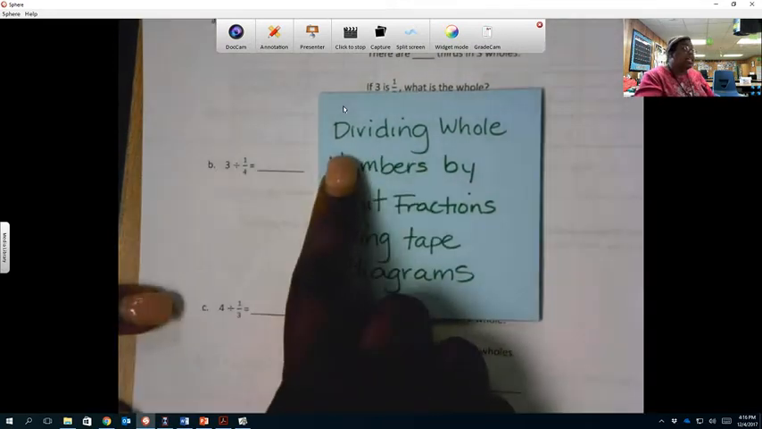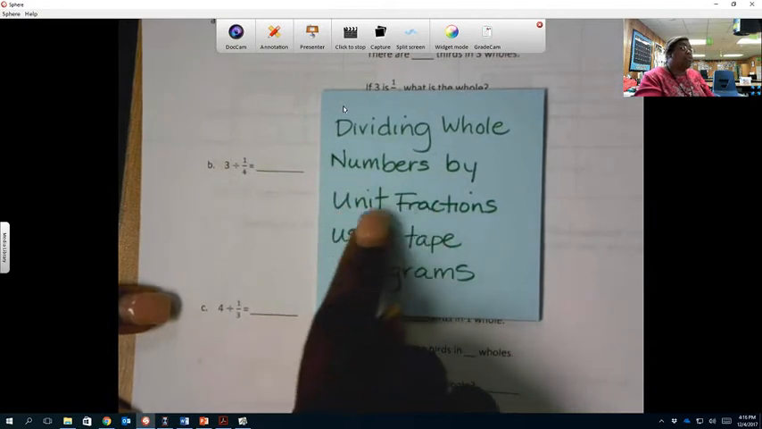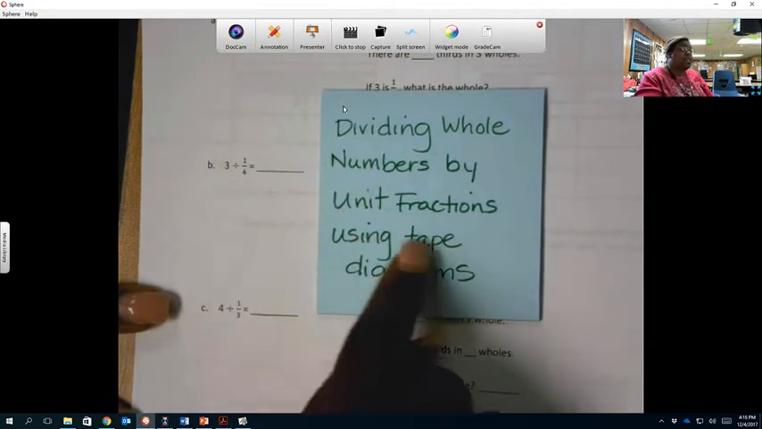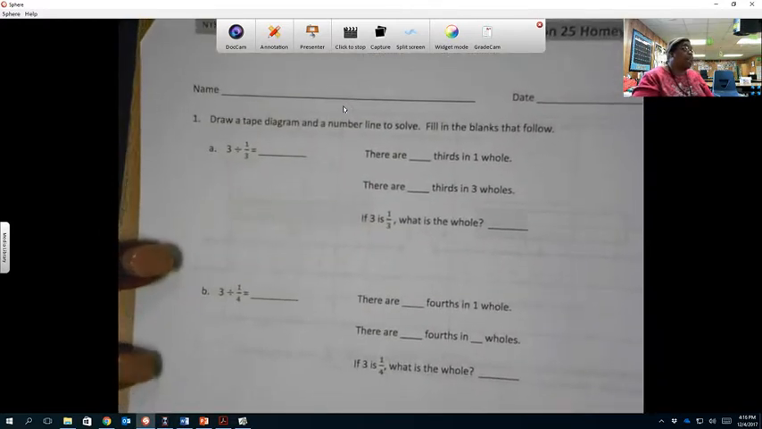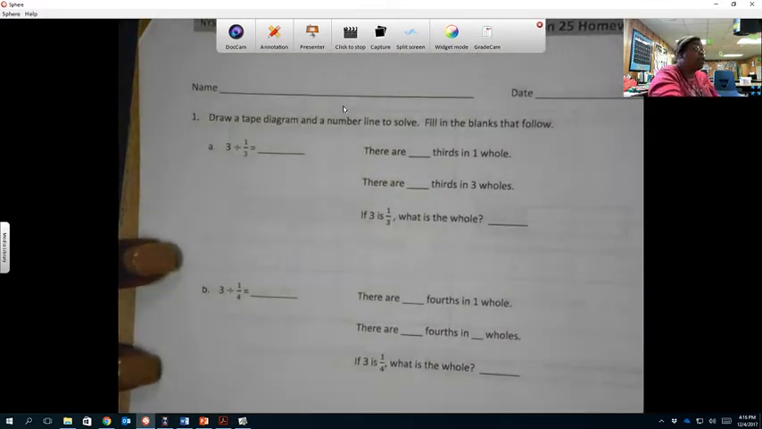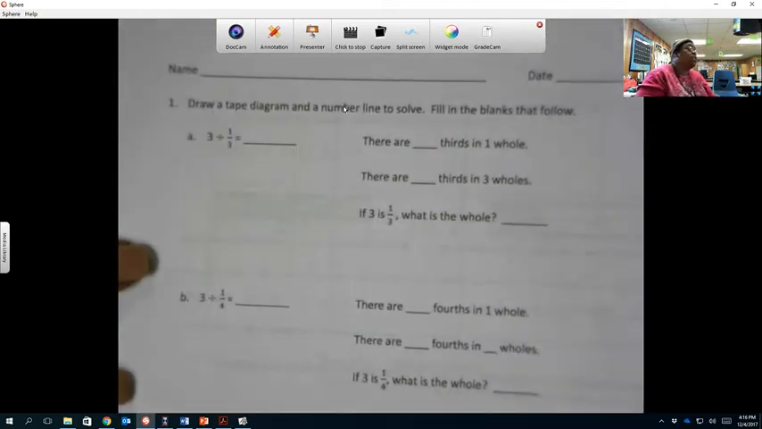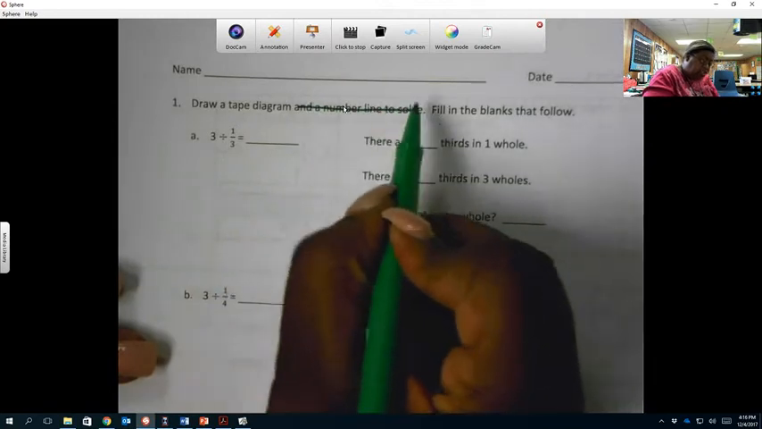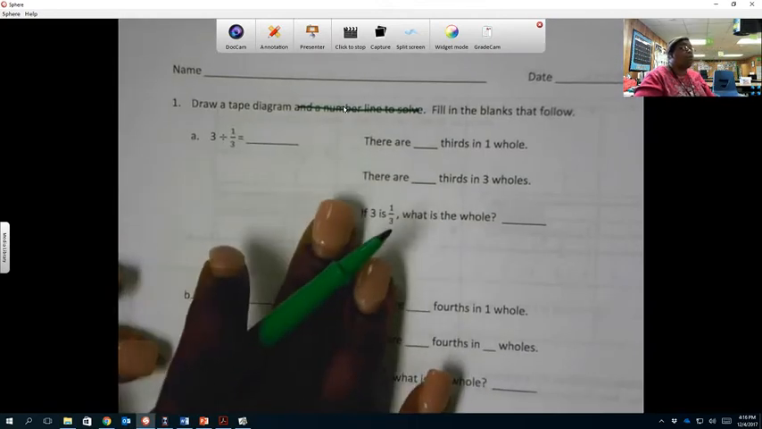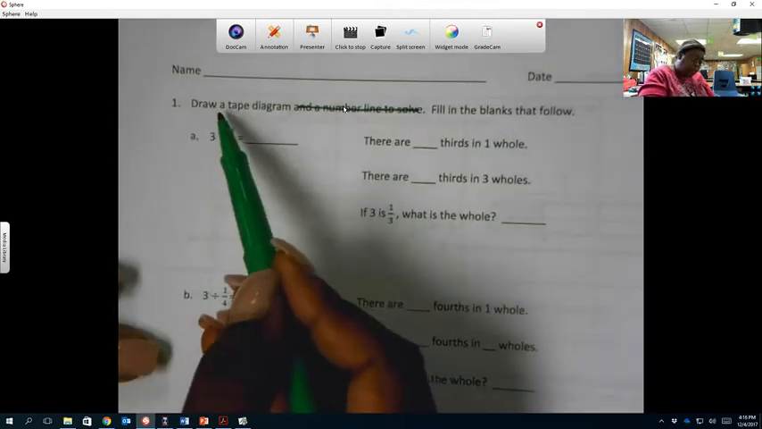And today in class we went over dividing whole numbers by unit fractions using tape diagrams. So I'm going to demonstrate that using your homework tonight. On your homework, let me zoom in a little bit. I told you to forget doing the number line for right now. We'll go over that some more tomorrow, but do the tape diagram.